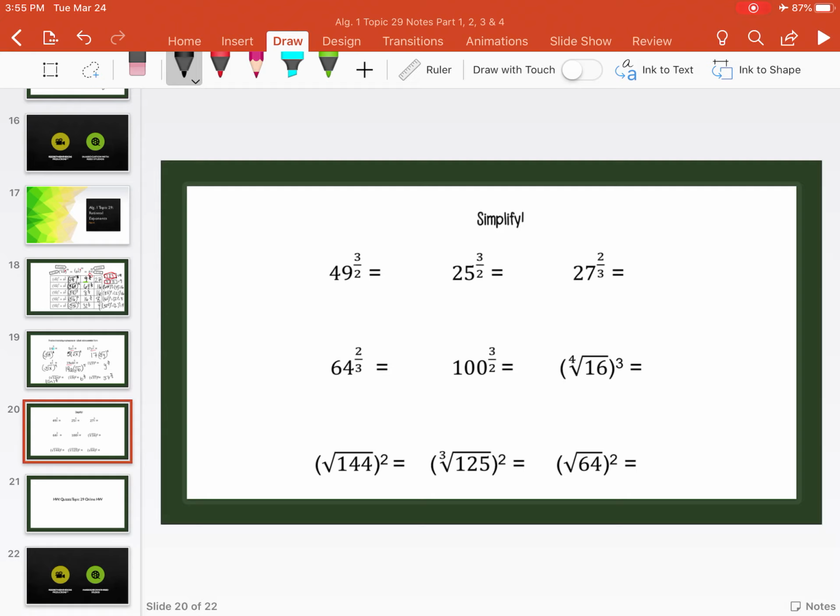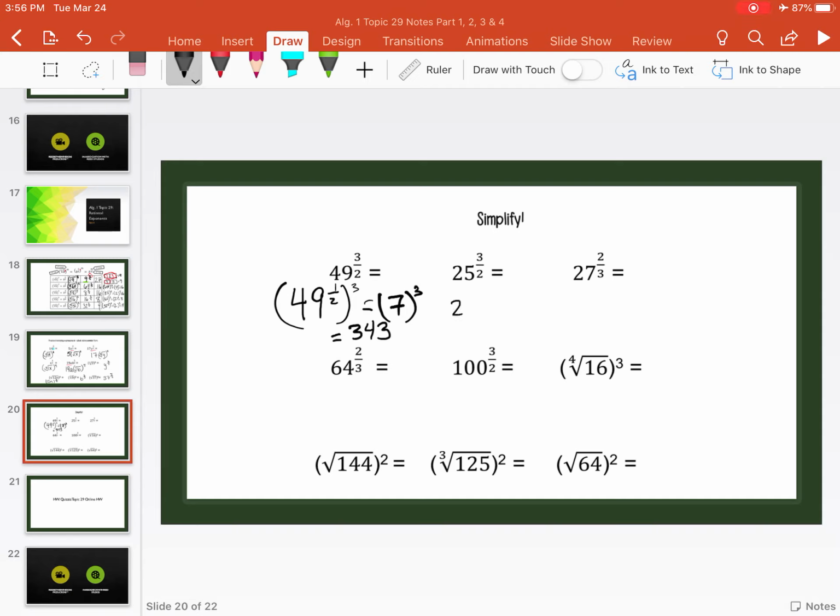So 49 to the 3 halves. Remember how we can rewrite this as 49 to the 1/2 cubed. So it's a little bit easier to take in. Well, we know 49 to the 1/2 is the same thing as the square root of 49, which is 7. So this simplifies to 7 cubed, which is 7 times 7 times 7, which is 343.